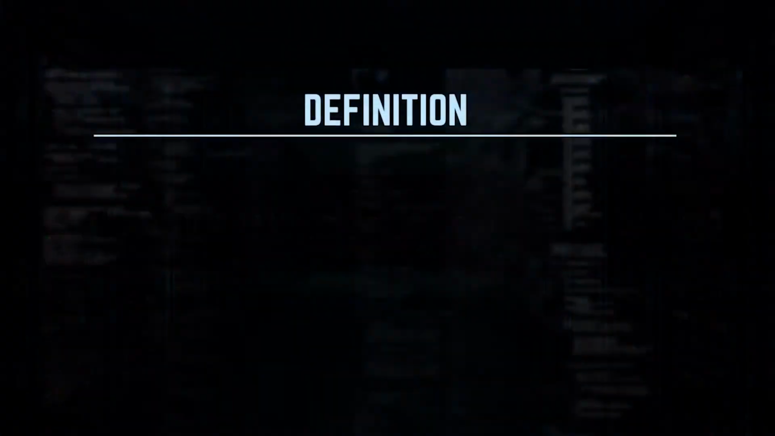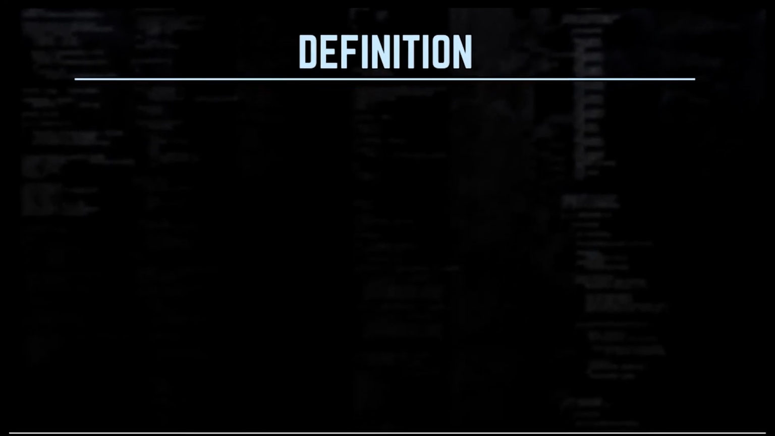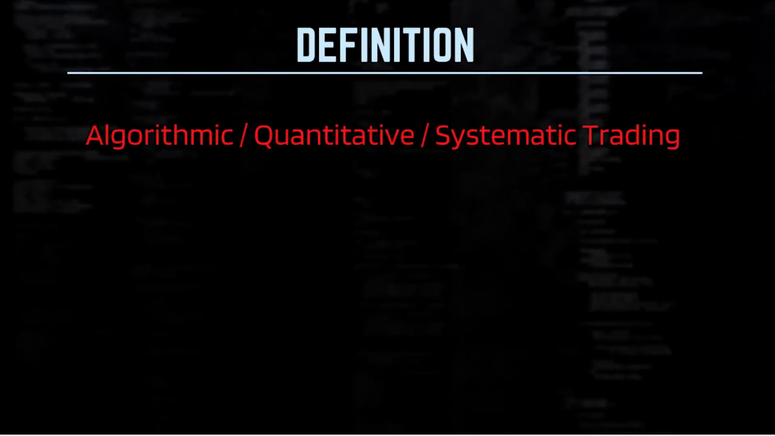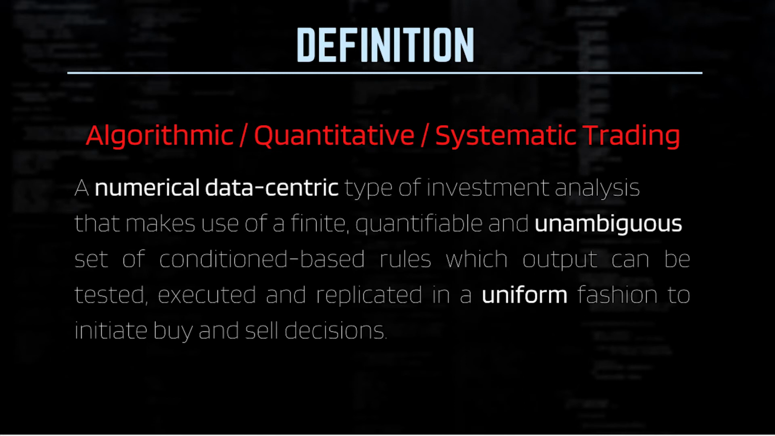So as always, let's try for starters to tackle the semantics and define what exactly we're talking about when mentioning the words algorithmic, quantitative, or systematic to qualify this trading style. A broad yet accurate definition is a numerical data-centric type of investment analysis that makes use of a finite, quantifiable, and unambiguous set of condition-based rules whose output can be tested, executed, and replicated uniformly to initiate buy and sell decisions. Sounds like a mouthful, right?